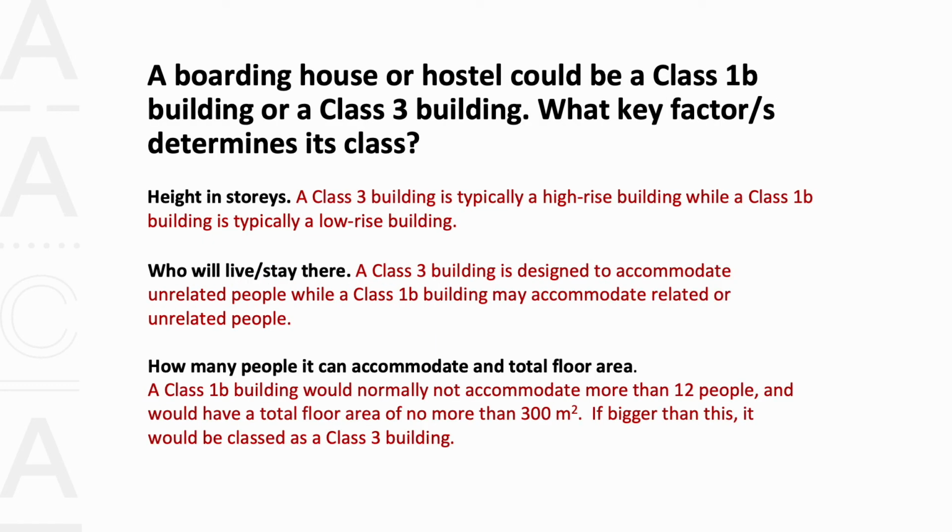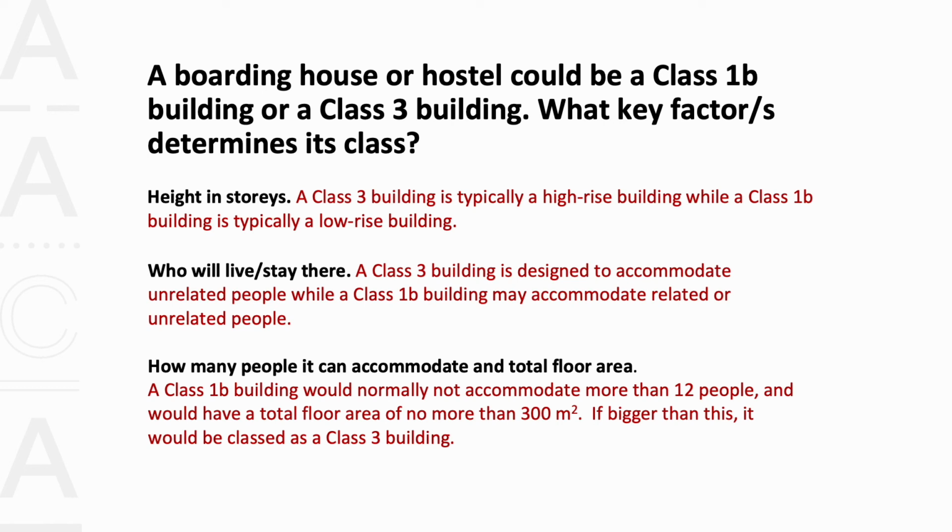Let's look at a little scenario. A boarding house or hostel could be a Class 1B building or it could be a Class 3 building. But what are the key factors that determine its class? Height in storeys. A Class 3 building is typically a high-rise building, while a Class 1B building is typically a low-rise building. We also look at who lives or stays there. A Class 3 building is designed to accommodate unrelated people, while a Class 1B building may accommodate related or unrelated people.